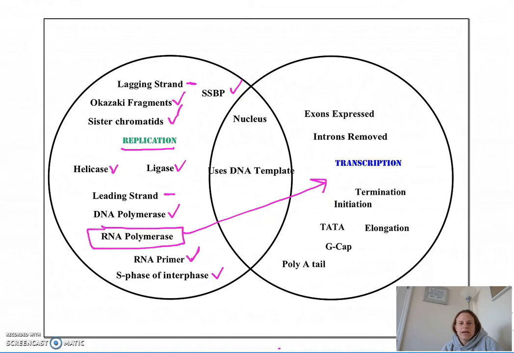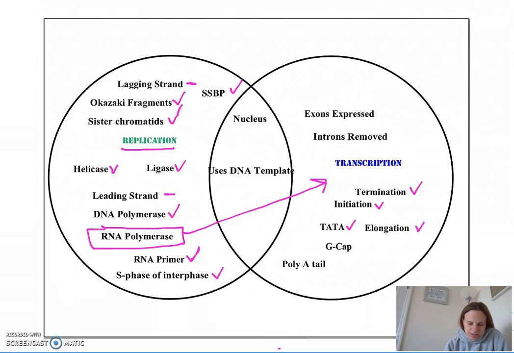Now let's take a look at transcription. Well, during transcription, you've got an initiation phase, an elongation phase, and a termination phase. And it's this RNA polymerase that does transcription. Now, how does transcription actually start? It involves the Tata box. It involves your transcription factors binding to that Tata box.